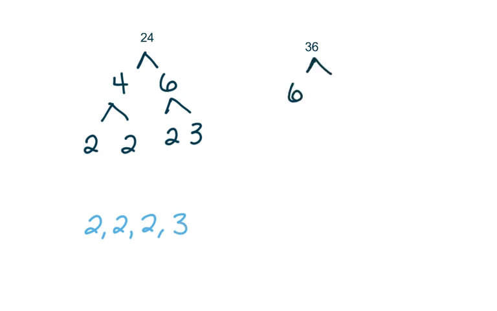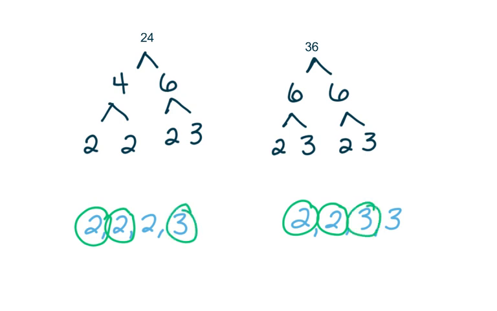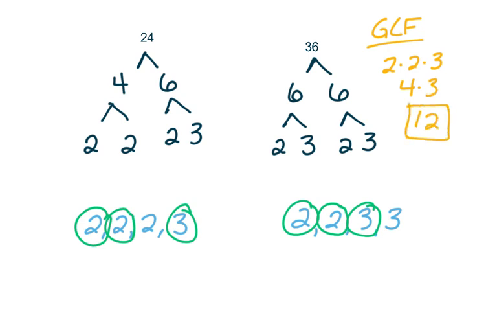For 36, I've got 6 and 6, which breaks down to 2 and 3, and 2 and 3. So its prime factors are 2, 2, 3, 3. So what we have in common is this 2 matches with this 2, and this 3 matches with this 3. So my greatest common factor is going to be 2 times 2 times 3, which would be 4 times 3, which means that my greatest common factor is 12. So that's showing how we would put our prime factors together.